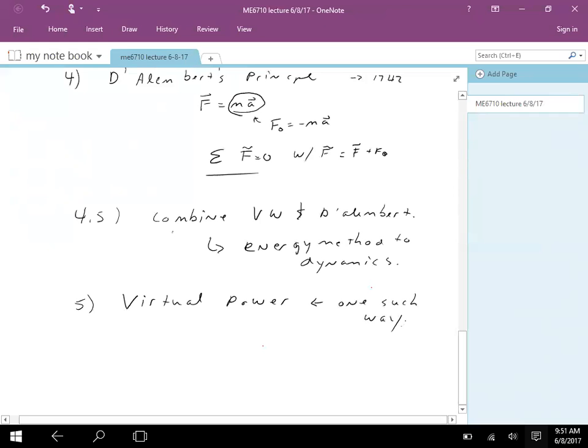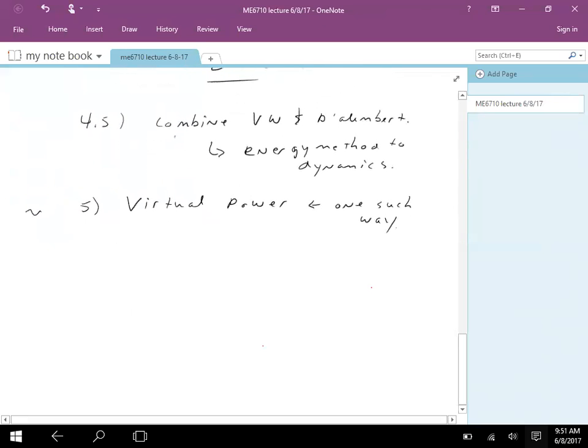And over here on the left, I need to put a little symbol. We're not going to spend a lot of time with virtual power. It's a great method, but I'm just going to put a little tilde thing here. So we're not going to really revisit this. Most of these methods were from the 1700s. This virtual power kind of came into popularity recently in the 1900s through a guy named Kane, and they're called Kane's equations. And some of your software code is built on Kane's equations.